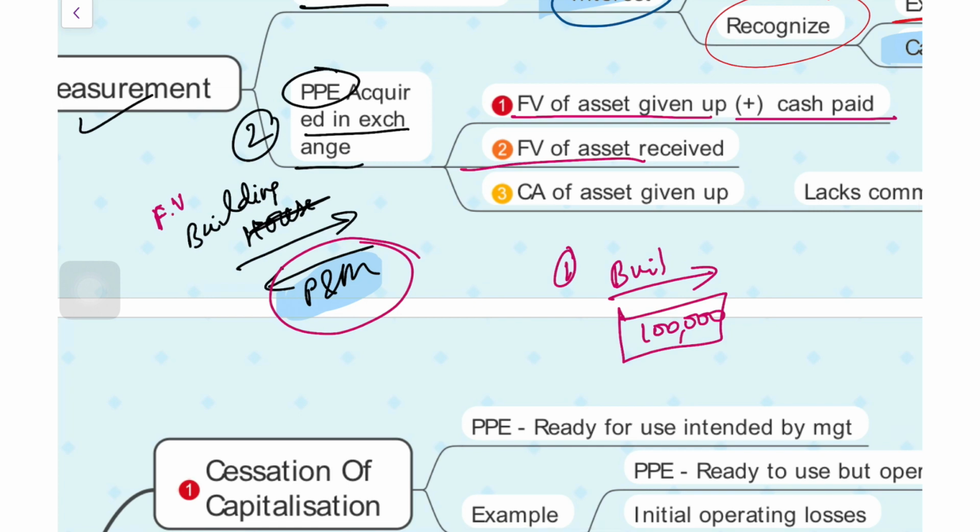Now talking of the second priority, in case you are not able to find out the fair value of the asset given up, then record the plant and machinery in your books at the fair value of the asset received.